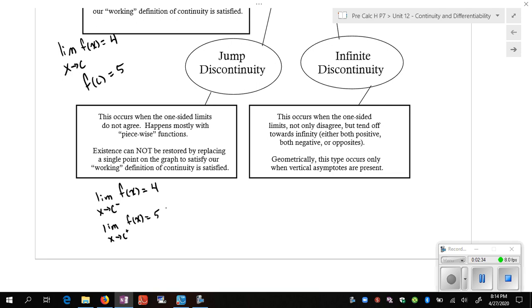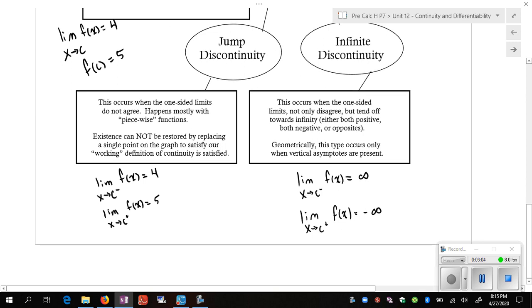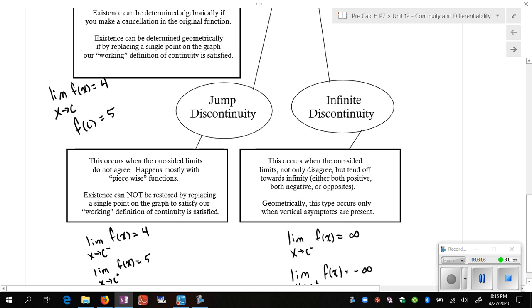The last one is going to be when we have one-sided limits that are not finite, or are infinite. So if we did the limit as x goes to c from the left, that one could be going off to infinity, and the limit as x goes to c from the right could be going the opposite direction, negative infinity. Essentially this would be like a vertical asymptote. And so those are the 3 types of discontinuities we're going to focus on.